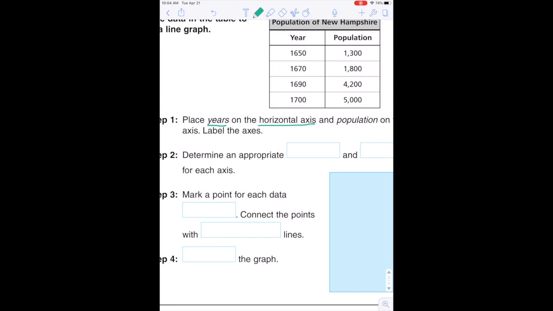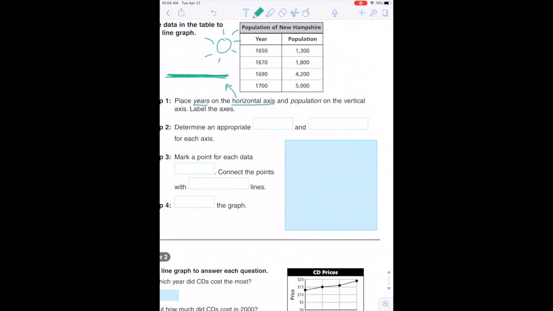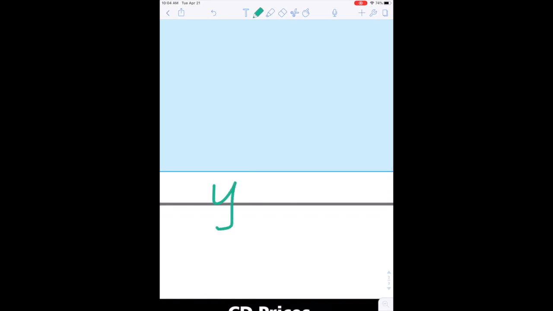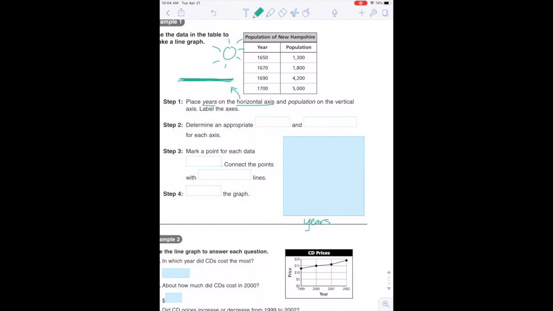And when I think of horizontal, I think of a horizon. This is called a horizon, where there's the grass, and then up here there's the sun. So that helps me think of what direction it would go. The horizontal axis is the one that goes straight across. So we're going to put years on the horizontal axis.